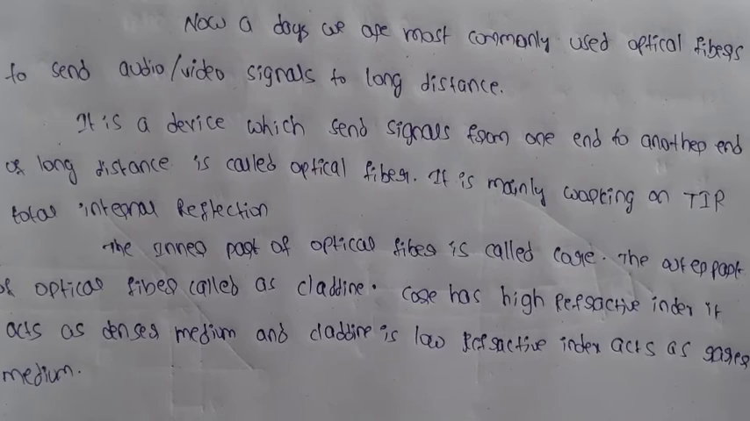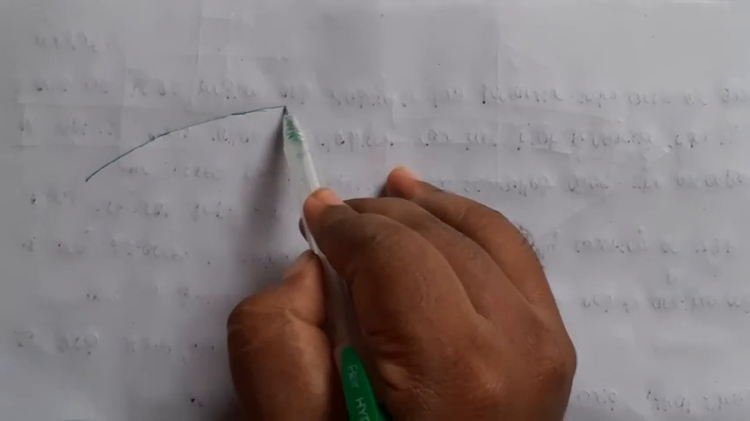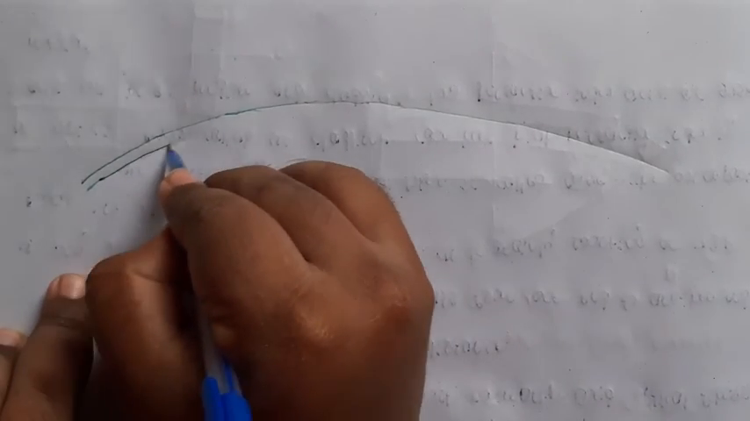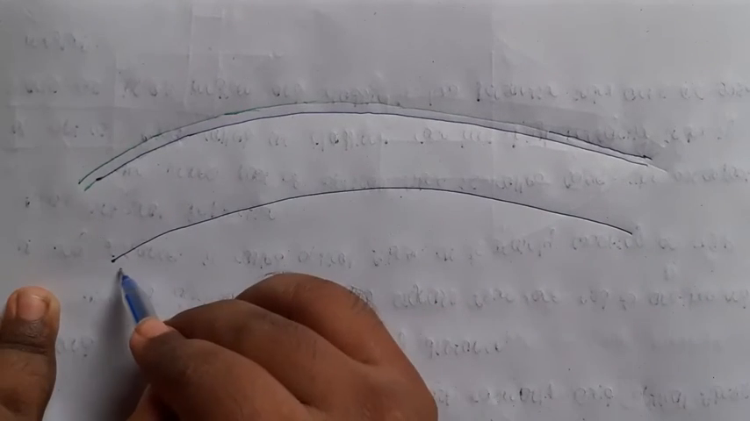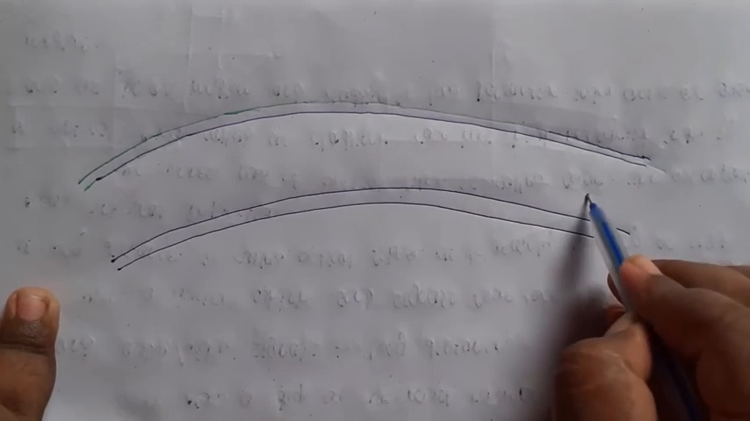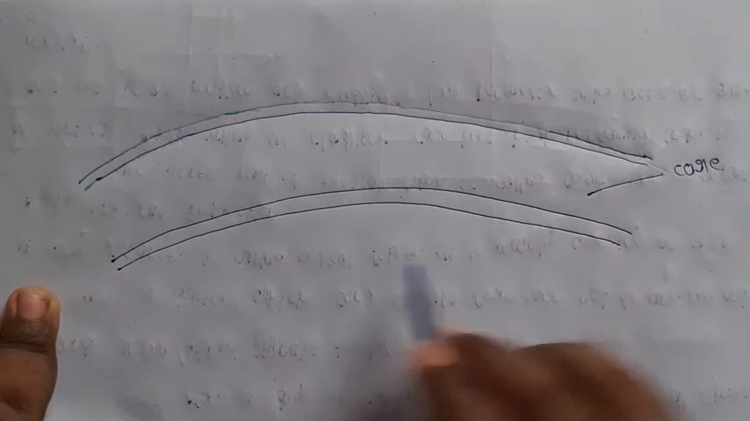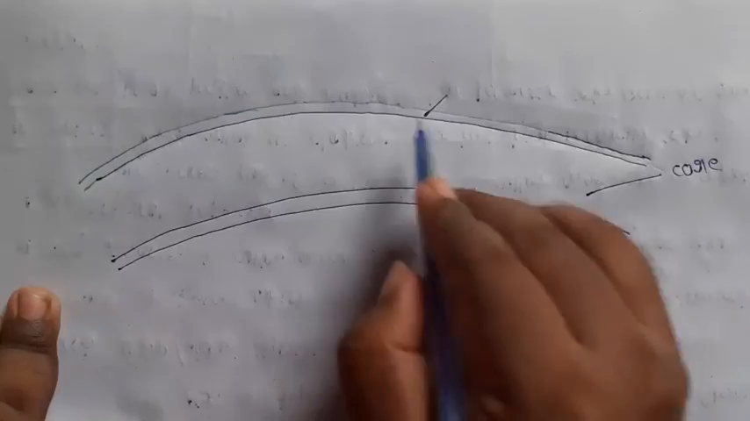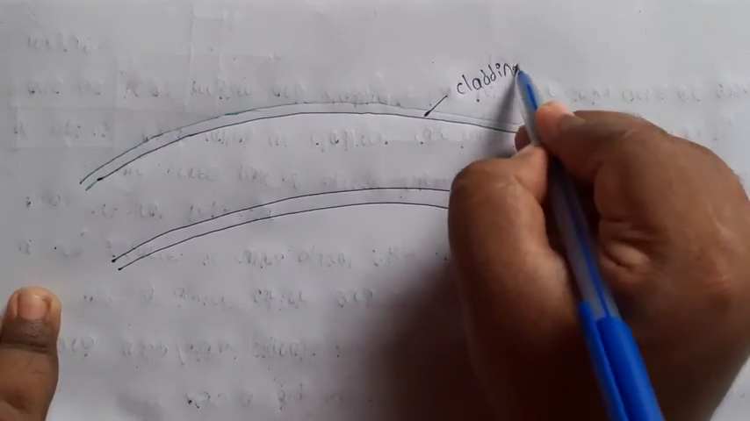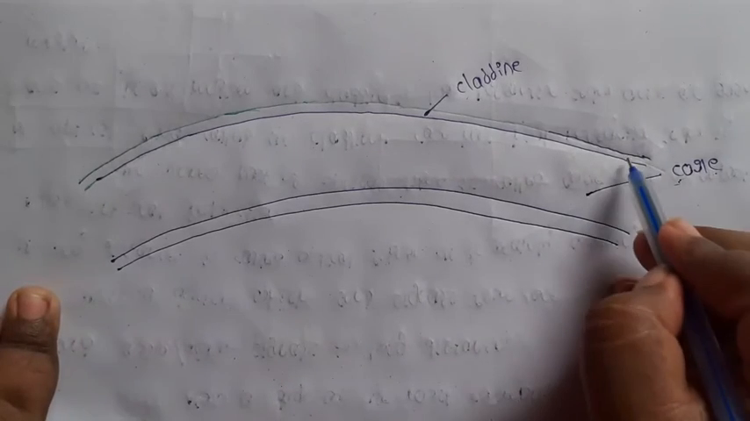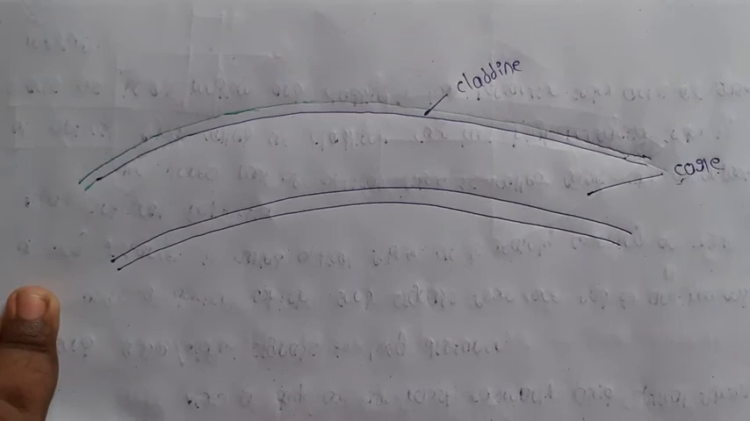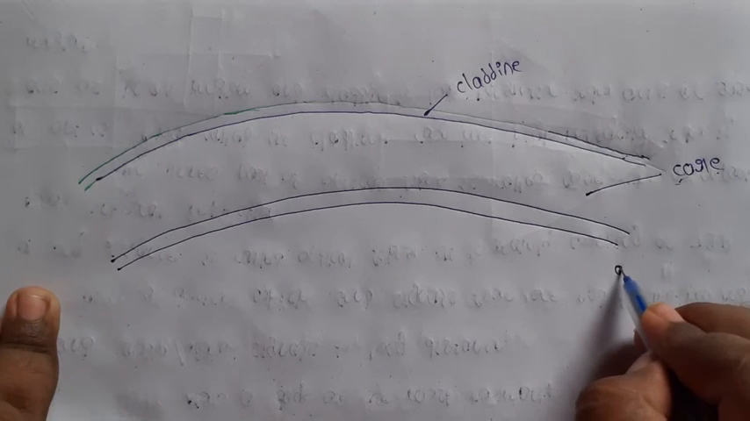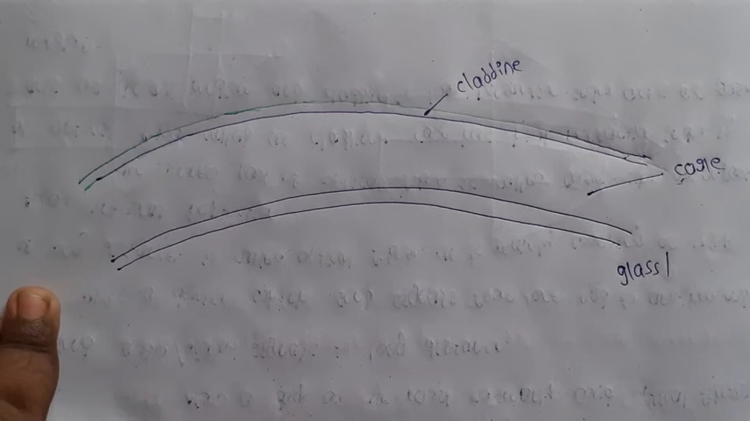For example, I am taking an optical fiber. This is the inner part of the optical fiber, what we call the core. It is the outer part of the optical fiber, the cladding. So this is the core, this is the cladding. The outside of the core can be made with the material glass or quartz. Inside the core, we are placing a copper wire.